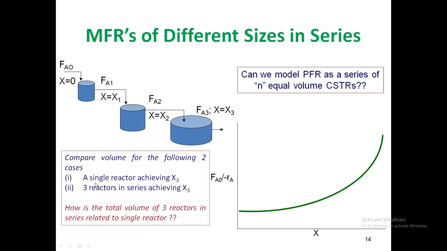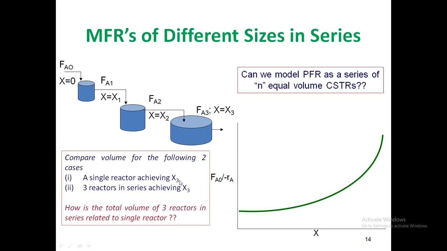So let's say you have a single CSTR having a particular degree of conversion, and you have three CSTRs having the same degree of conversion. How will the total volume of these three identical CSTRs compare to just this one CSTR of the same degree of conversion? That's the first question.